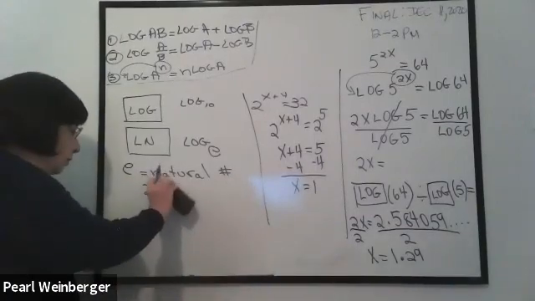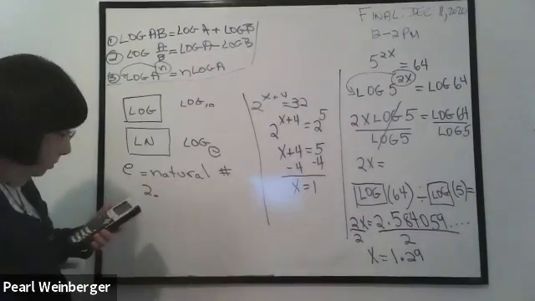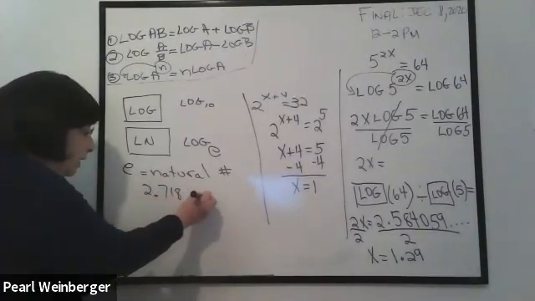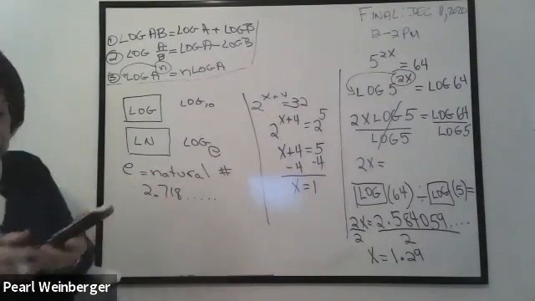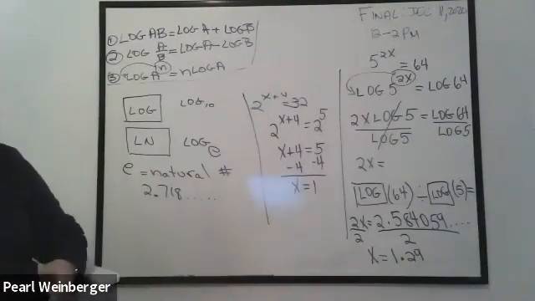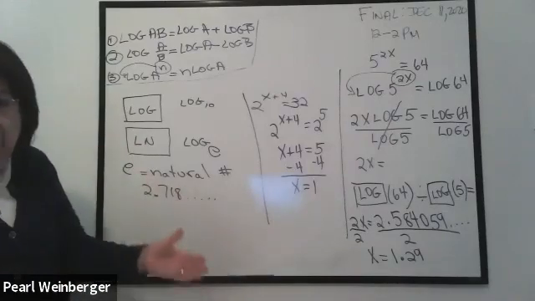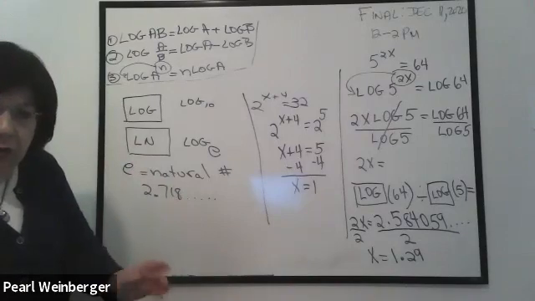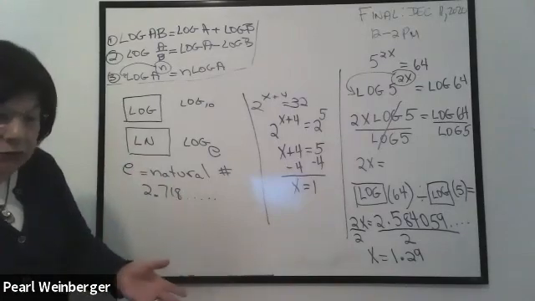2.718. And it keeps going on endlessly. Approximately 2.7, but it's an irrational number. So it's a number sort of like the number pi that you've probably seen when you were finding the area of a circle or something.